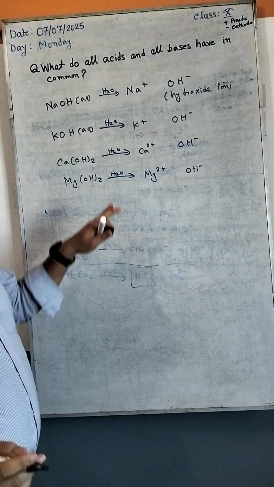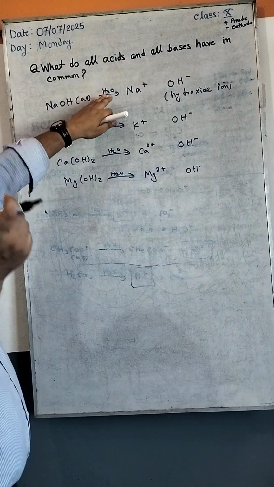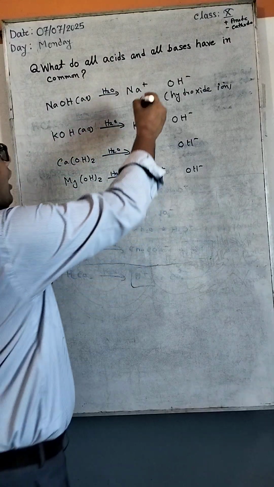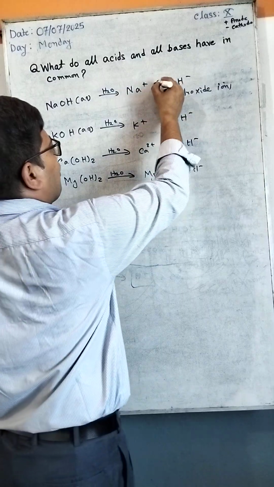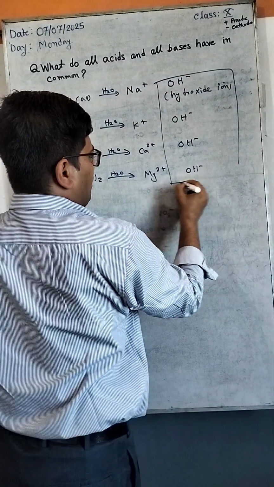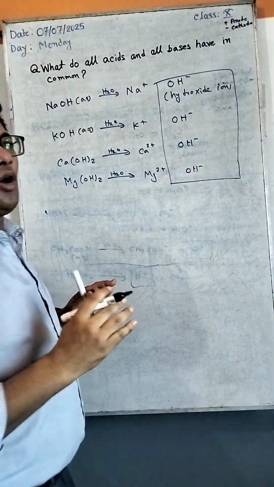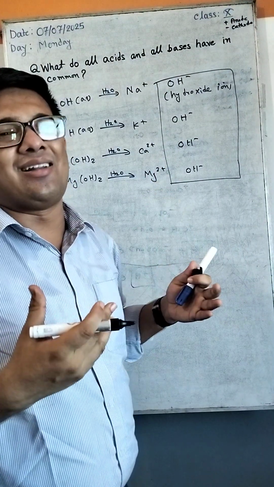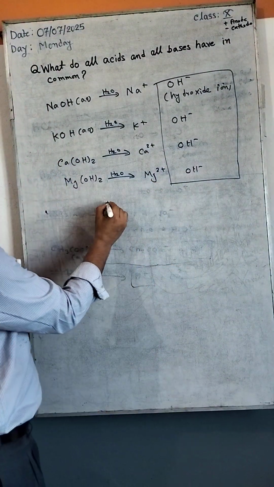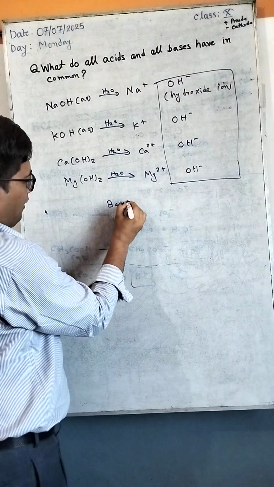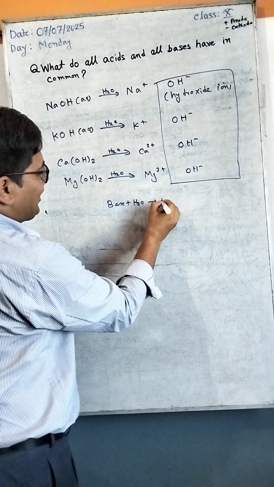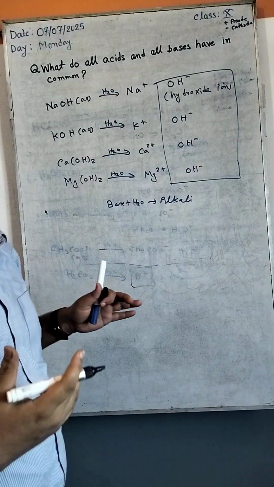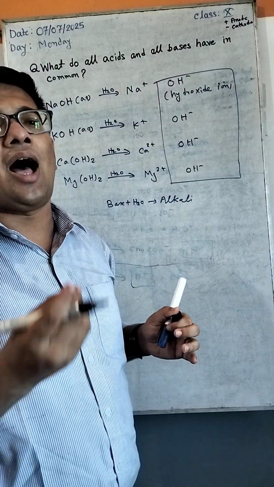So you can see that all these bases, when dissolved in water, form the hydroxide ion. Due to the hydroxide ion, when a base is dissolved in water, it forms an alkali. All alkalis conduct electricity because of the ions.